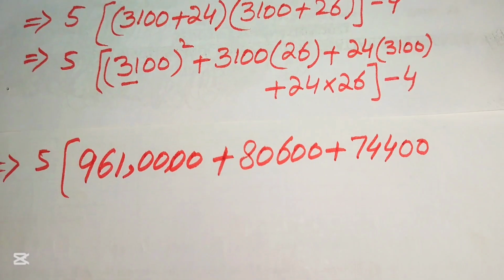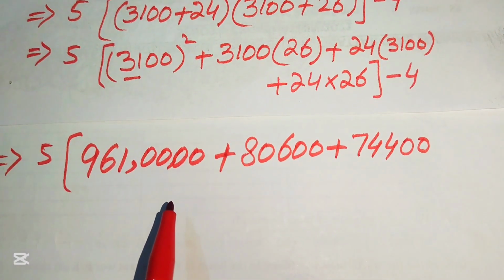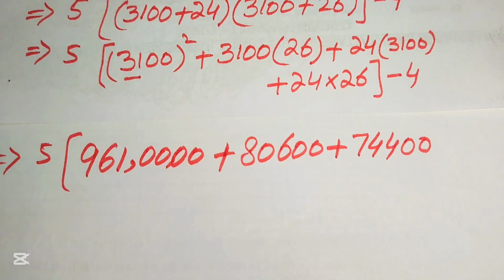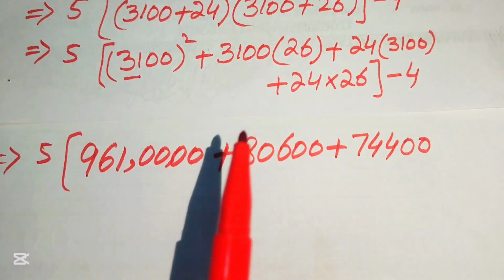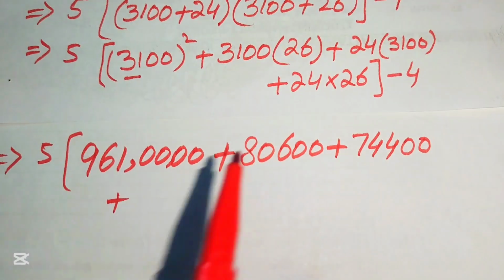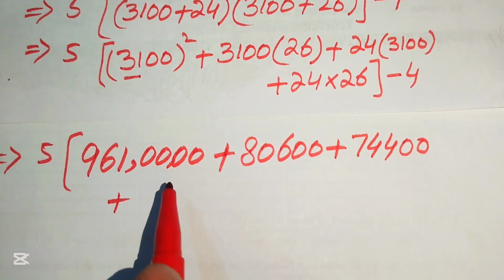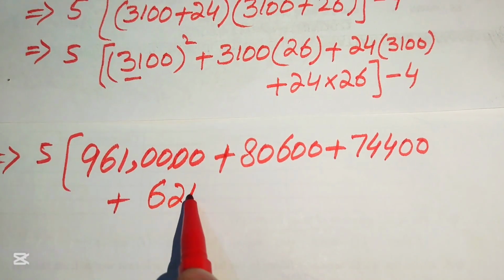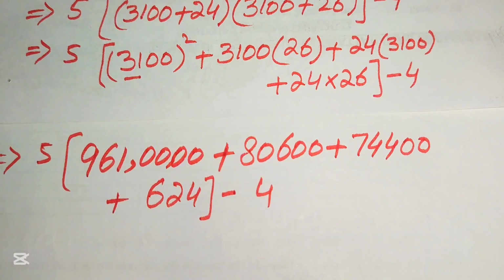Okay, here I cannot multiply these numbers because of the video length, because this question is very long, but I can just leave this product up to you. I hope you can easily multiply these types of numbers. And now here we need to multiply 24 times 26. So when you multiply these two numbers, it will be written as 624, and we subtract it by minus 4.